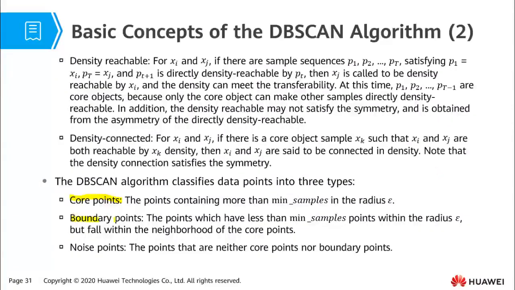We need to determine the number of sample points in a radius firstly. If the number of sample points around a point is greater than the value of the minimum sample point threshold, the point is considered as the core point. Similarly, if the number of sample points around a sample point is smaller than the threshold but falls within the neighborhood of the core points, the sample point is called a boundary point. The points that are neither core points nor boundary points are called noise points.